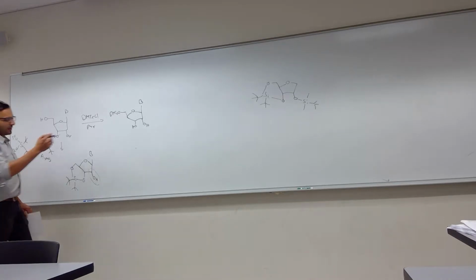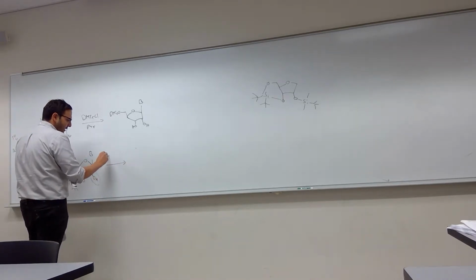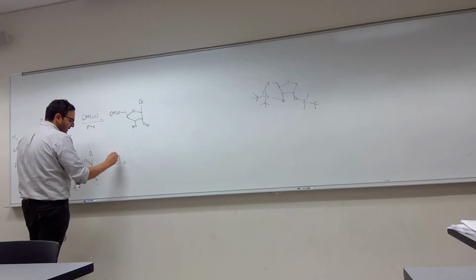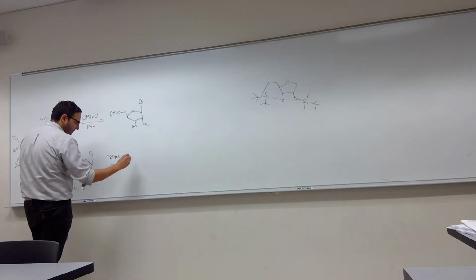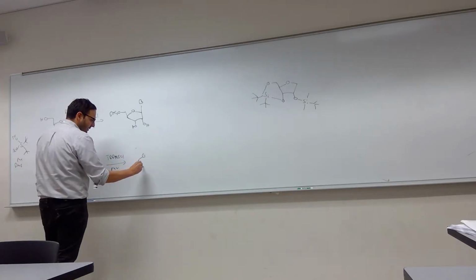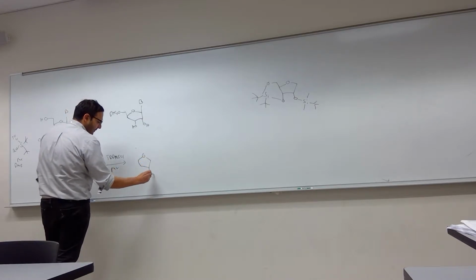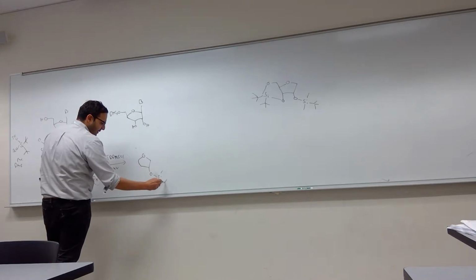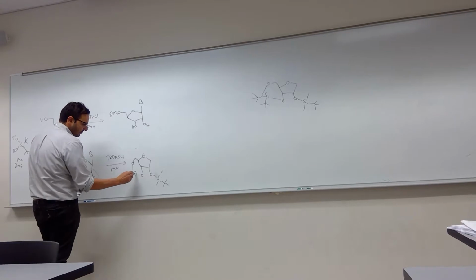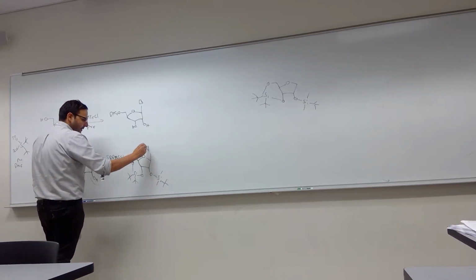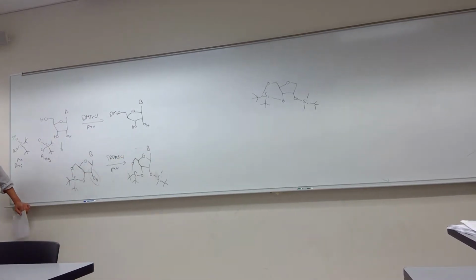So if you wanted to put a TBDMS group, you can do TBDMS chloride, pyridine, and then how do you get rid of this?